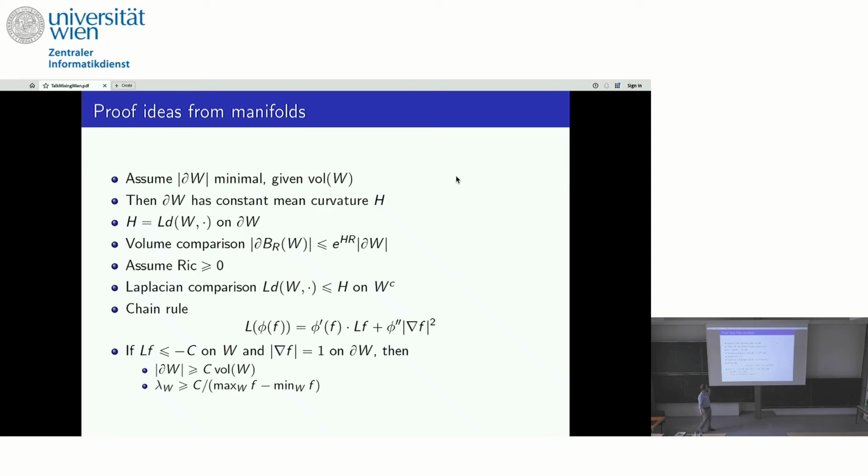And now once we have this estimate of the Laplacian with a negative constant, then we can directly get the isoperimetric estimate, the boundary against the volume of the set, and we also immediately get an estimate on the Dirichlet eigenvalue. So in the end, this first estimate will give you the isoperimetric theorem I gave you, and from the second estimate with the Dirichlet eigenvalue, you can derive the Log-Sobolev inequality from the characterization with the Dirichlet eigenvalues.